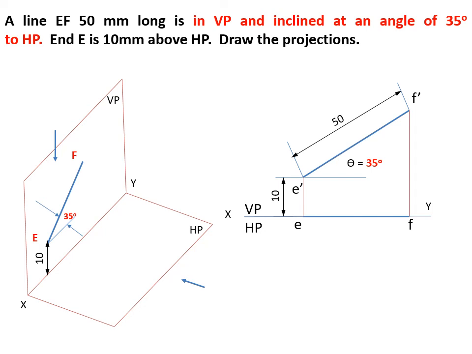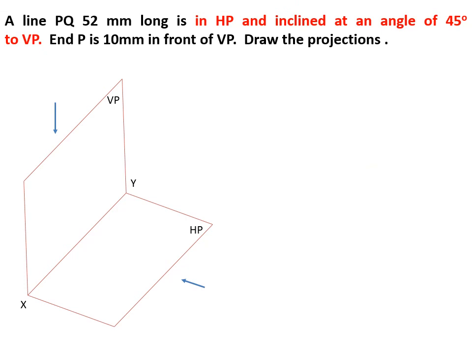For completion of the top view, you have to extend the projectors from E dash and F dash. It is lying in VP, so in the top view the 50 mm long line is in VP, and you can project a line which is on XY. The representation is EF. We already mentioned it is 50 mm long, because the true length you can obtain only in the front view. Here EF in the top view is not the true length of the line EF.